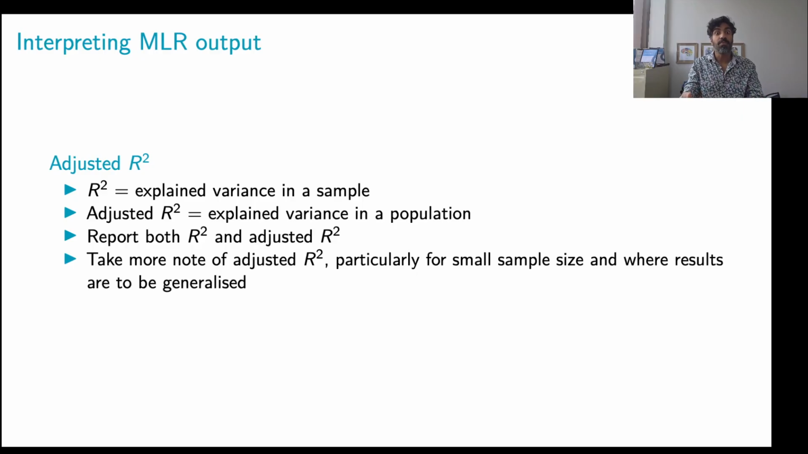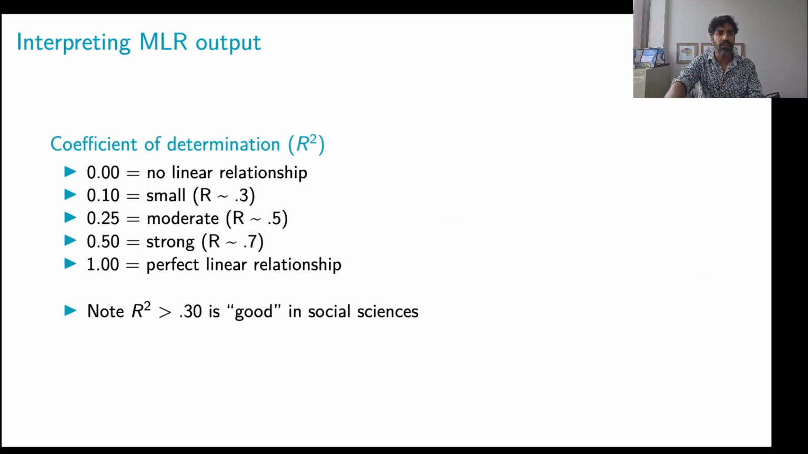But it's important to take more note of adjusted R squared, particularly for small sample sizes and where results are to be generalized to the population level, but particularly when you have a model with lots of covariates, because that can inflate your R squared artificially. So if you see a big difference between adjusted R squared and R squared, that's where it's important to report the adjusted R squared.